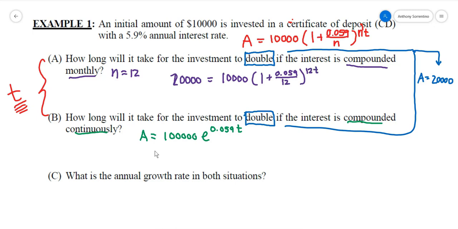And so I want to start solving this and simplifying along the way. I'm going to divide both sides by 10,000. That's going to give me a 2. And I'm going to simplify this inside here. 1 plus 0.059 divided by 12 is 1.004916 repeating. Now when I deal with problems like this, I make sure that I keep the full amount on my calculator. I'm not going to start rounding here.